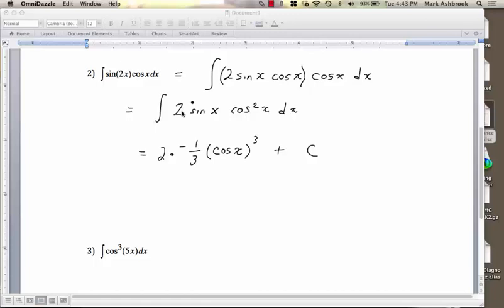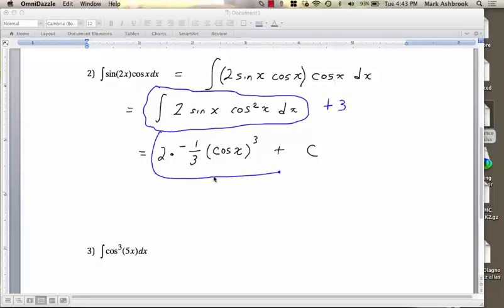Okay, so for grading, applying the identity and getting this right here, that's worth 3. Undoing the chain rule to get that correctly, 3. So this one's 6.